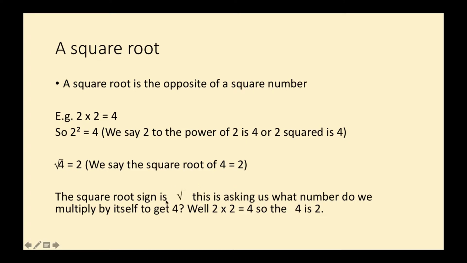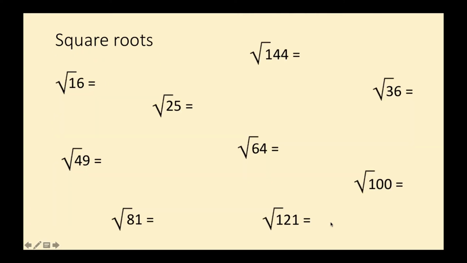The square root sign is this, which is asking us what number do we multiply by itself to get 4. Well, 2 times 2 is 4, so the square root of 4 is 2. So it's just about what's opposite. So pause the video and have a go at some of these questions and see if you can work out the square roots of all of these numbers.